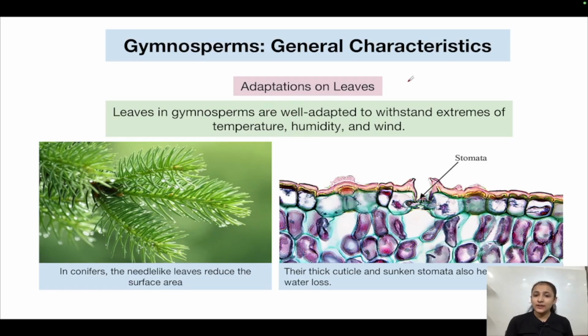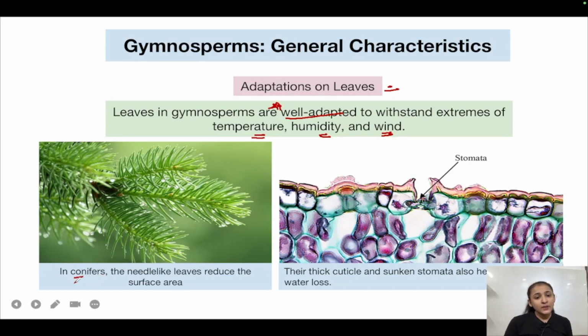If we talk about the adaptations of leaves, leaves in gymnosperms are well adapted to withstand extremes of temperature, humidity, and wind. There are certain adaptations in these leaves which allow them to survive in such extreme conditions. Now, mostly gymnosperms are found in cold and dry conditions. As you can see in mountain areas, conifers are growing. Gymnosperms you will mostly see growing in the mountainous regions.